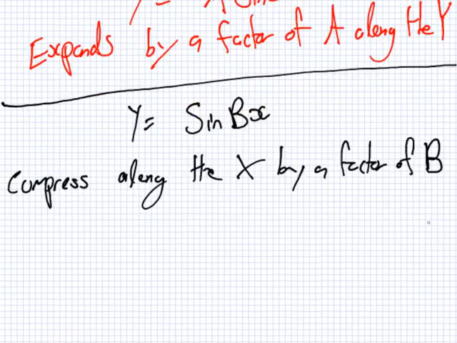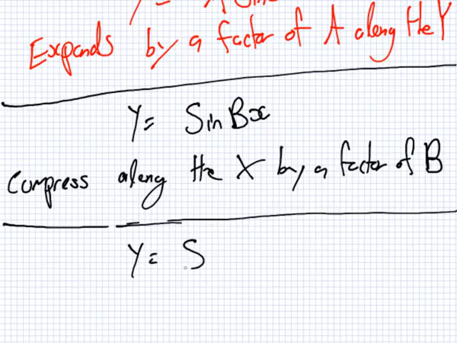Okay, so we can get the next one here as well. Y equals sine x plus c. Does anybody know this one? Moving the x. How? X or y? X. Left or right? Plus, minus.